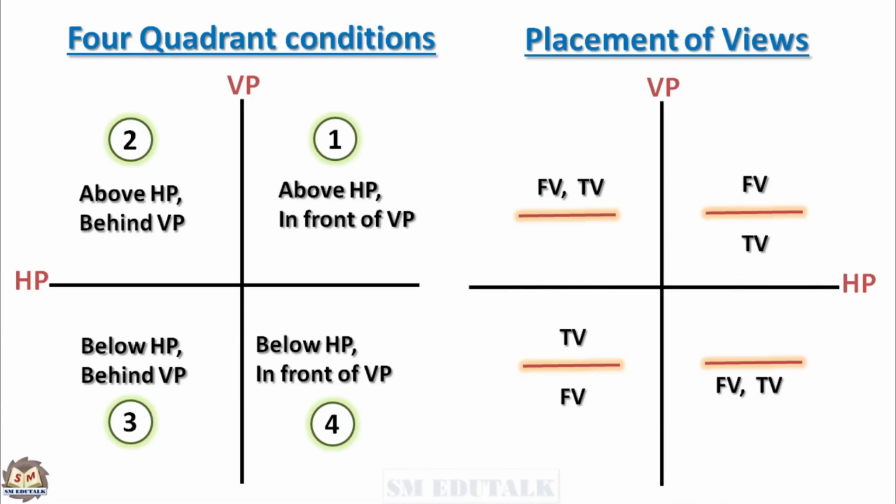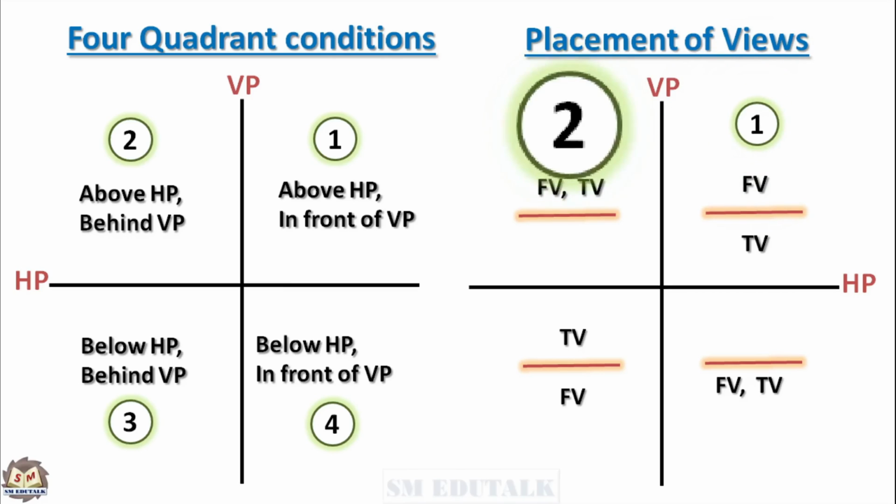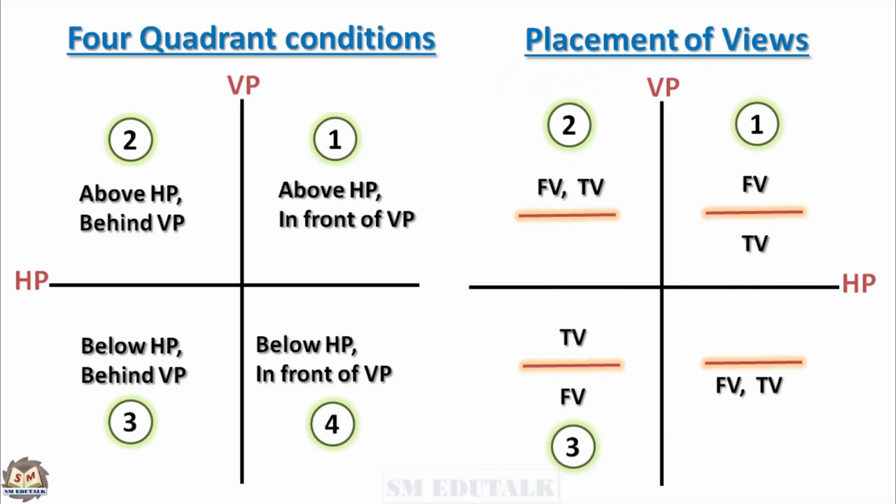As a quick recap, once again we take a glance at the placement of views. In first quadrant, the front view should be drawn above the XY line and the top view goes below the line. In second quadrant, both the views should be drawn above the XY line. Third quadrant is just opposite to first quadrant. That is, the top view goes above the XY line and the front view goes below the XY line. Fourth quadrant is also just opposite to second quadrant. That is, both the views should be drawn below the XY line.